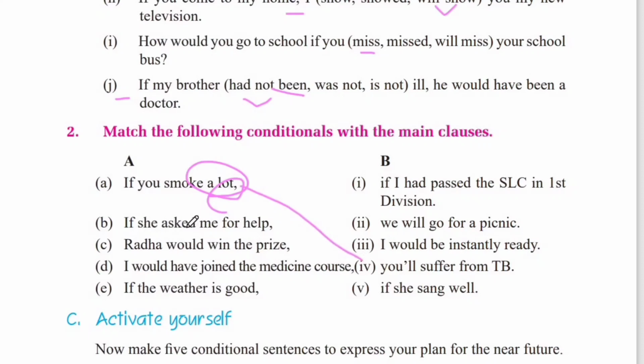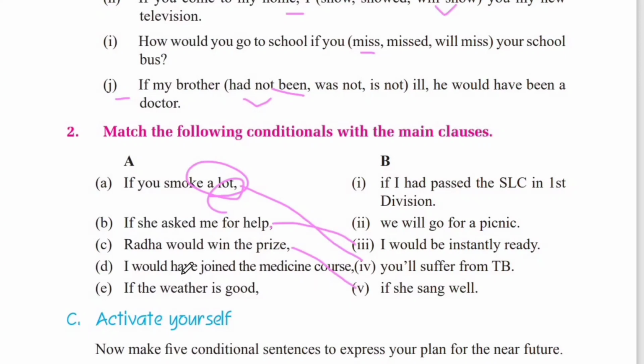If she asked me for help, what will you do? If she asked me for help, I would be instantly ready. And the answer is, I would be instantly ready. Next. Radha would win the prize if she sang well. If she sang well, then Radha would win the prize.